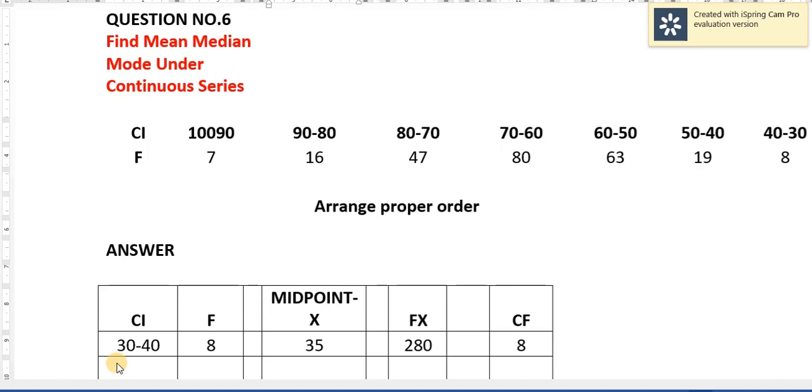Today's topic is finding the mean, median and mode under the continuous series. Before solving any problem, first and foremost we have to understand the formulas of mean, median and mode under the continuous series, which is very important from the exam point of view. It is a 14 marks question.